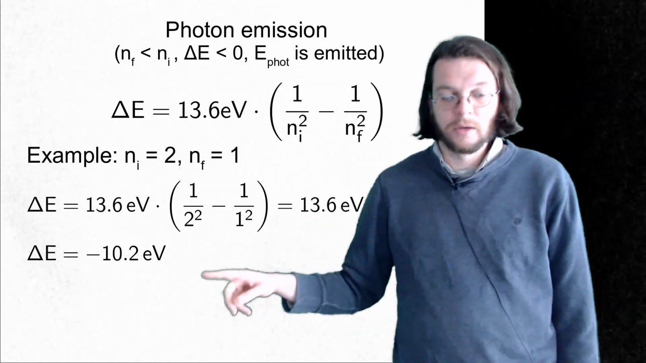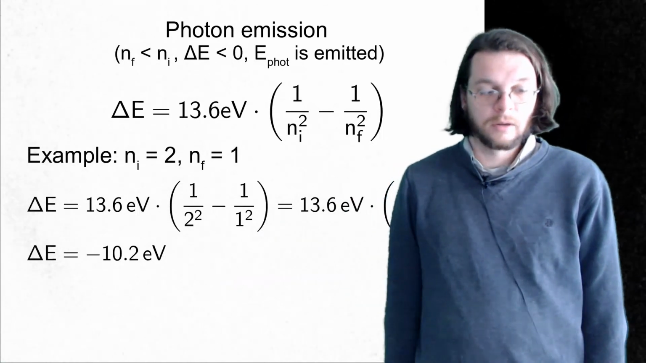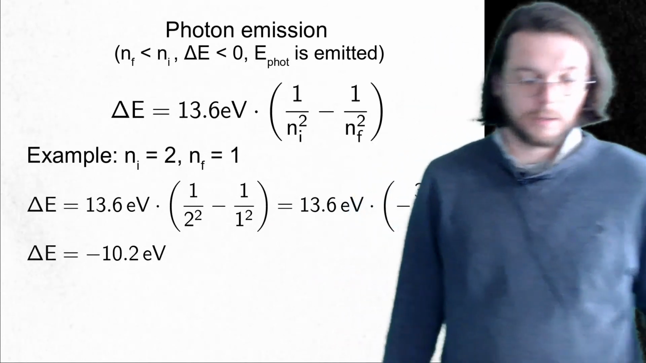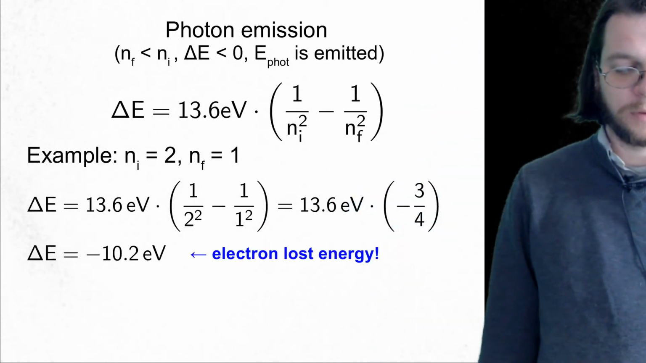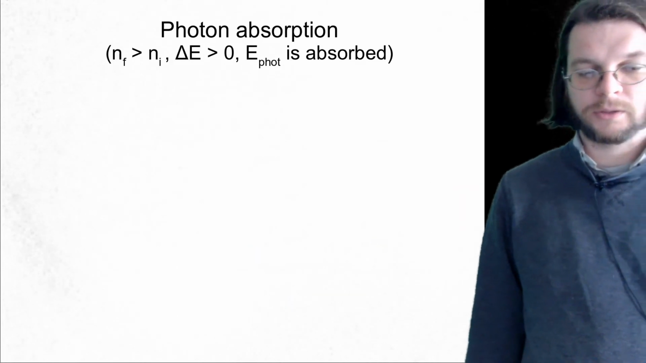And sure enough, if you convert this to frequency and wavelength, you will find a photon of that frequency and wavelength when you go to look to detect it. So again, this is photon emission. So there you go. We can also think about photon absorption.